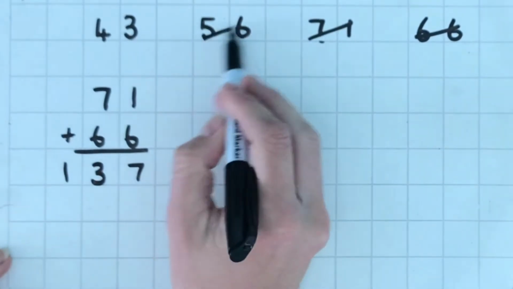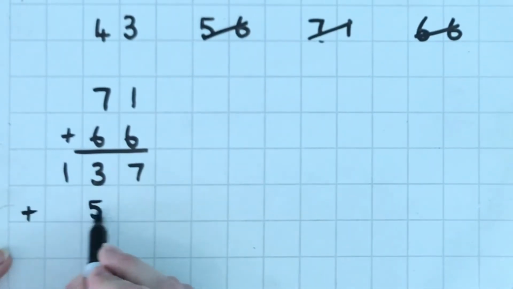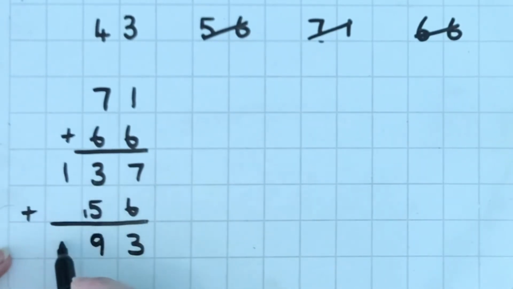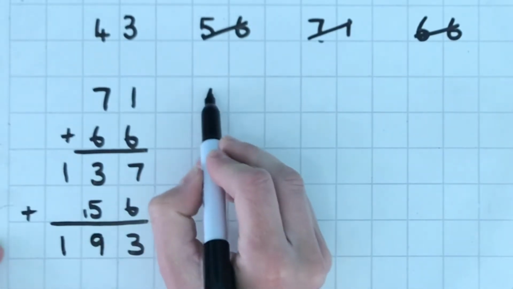Okay, then I'm going to add on the 56. So 7 plus 6 is 13. 5, 6, 7, 8, 9. 1 plus nothing is 1, so 193.